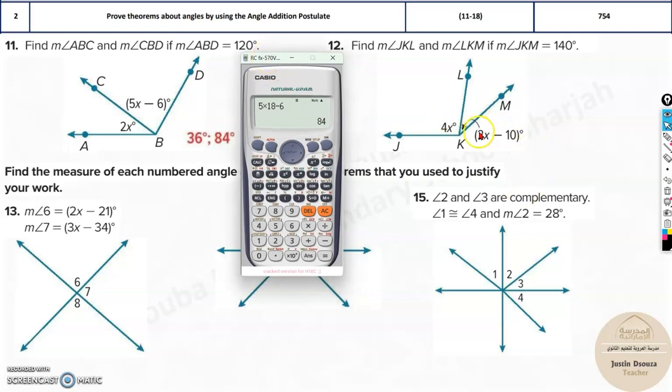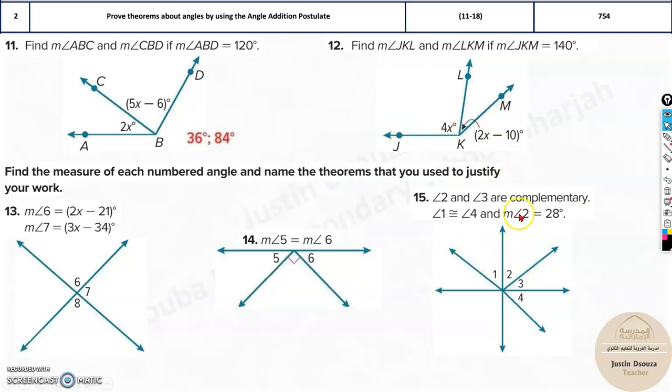Now over here it is the same thing. They have given you the sum. Add them all. You can do it in calculator and solve it. Similarly, you can try all of them. Over here, 2 and 3. Can you see over here, 2 and 3? They have told complement. Complement means a right angle. These both are 90 degrees.